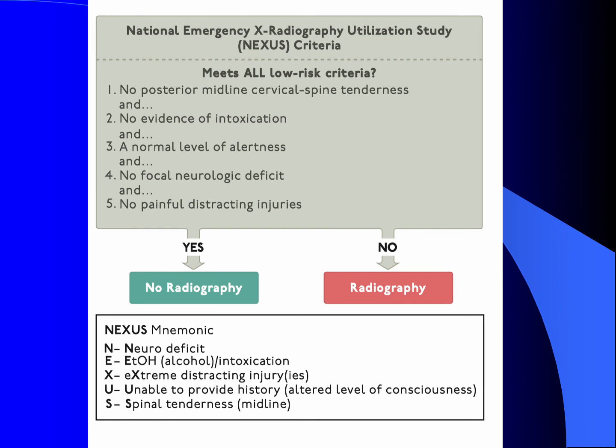The 5 listed Nexus criteria include: firstly, no posterior midline C-spine tenderness; second, no evidence of intoxication; third, normal level of alertness; fourth, no focal neurological deficit either by patient's complaint or clinical examination; and lastly, no painful distracting injury. In comparison to Canadian C-spine rules, Nexus criteria is relatively simpler to apply, but Canadian C-spine rules perform better in terms of sensitivity.